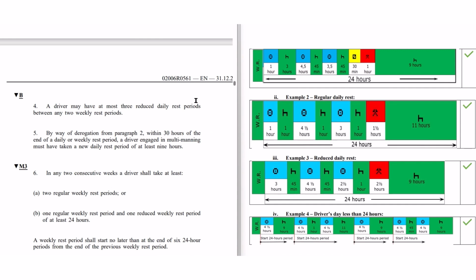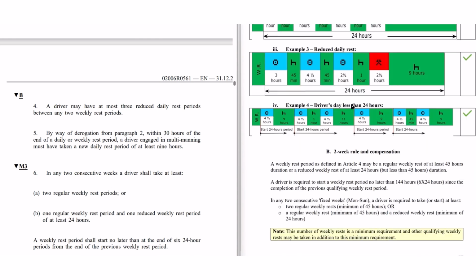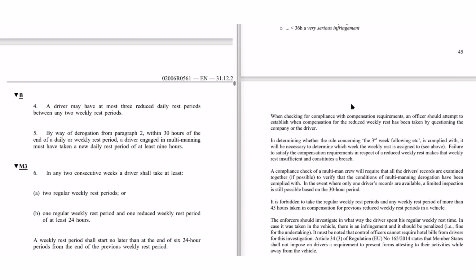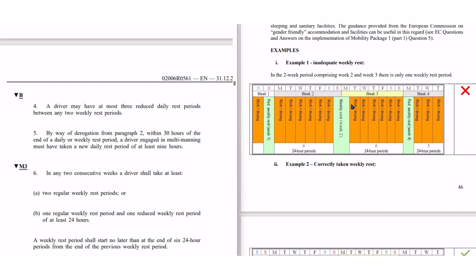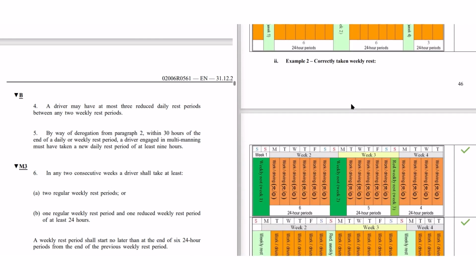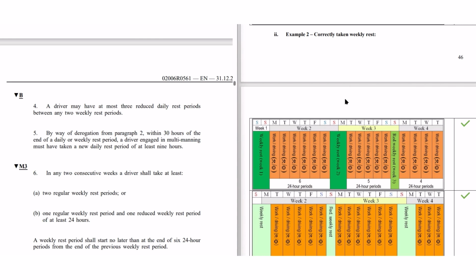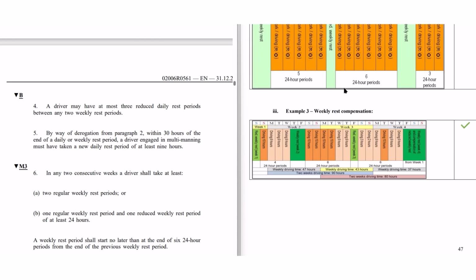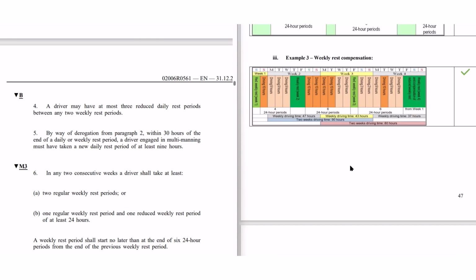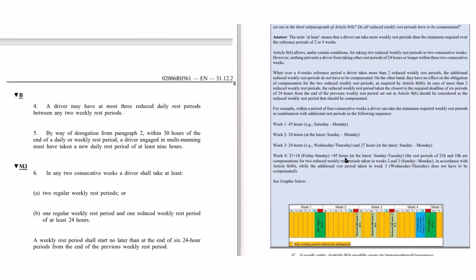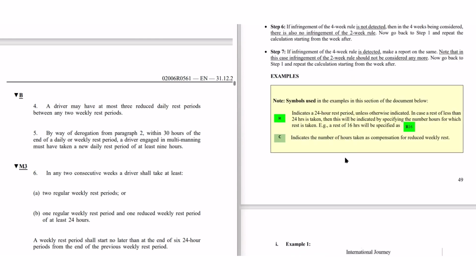Between any 2 weekly rest periods, a driver can only take up to 3 reduced daily rest periods. This is often misunderstood. Many believe that you can have 3 reduced daily rests per week. That's not true. The regulation measures from weekly rest to weekly rest. If one weekly rest ends on Thursday and the next begins the following Tuesday, the driver can have 3 reduced daily rests in between. Each weekly rest resets the count. Now, paragraph 5.